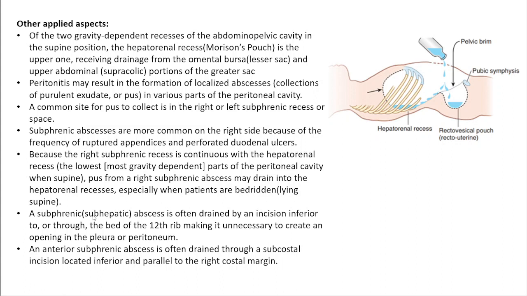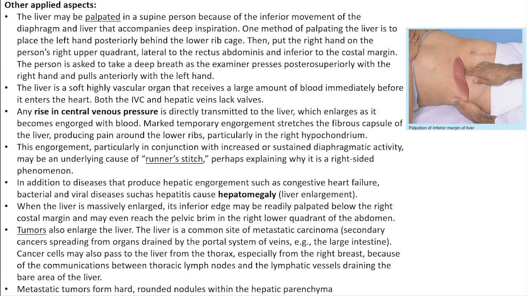So a subphrenic abscess, which is actually referring to the subhepatic abscess, is drained by an incision inferior to or through the bed of the 12th rib, which is lying lower than the lowest part of the pleural sac, hence making it unnecessary to create an opening in the pleura. An anterior subphrenic abscess, which is lying on the anterior aspect, is often drained through a subcostal incision, lying below the costal margin, inferior and parallel to the right costal margin.